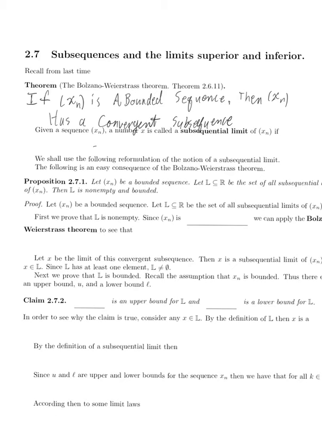And let's just remind ourselves of a definition. Given a sequence x sub n, a number x is called a subsequential limit of x sub n if there exists a subsequence, let's even give it a name, x sub n sub k, which converges to x.